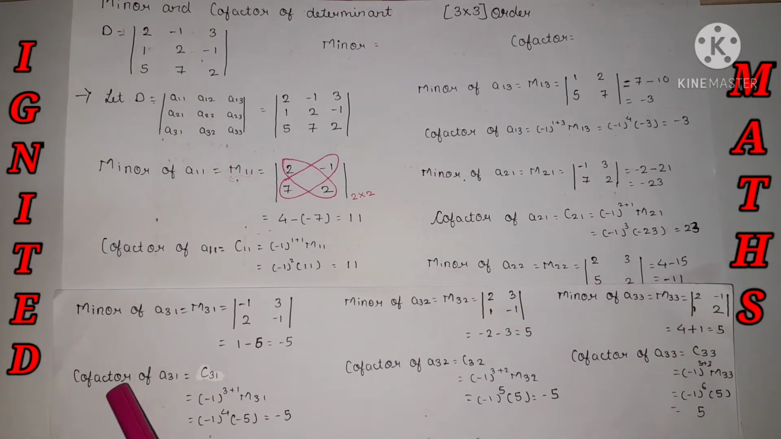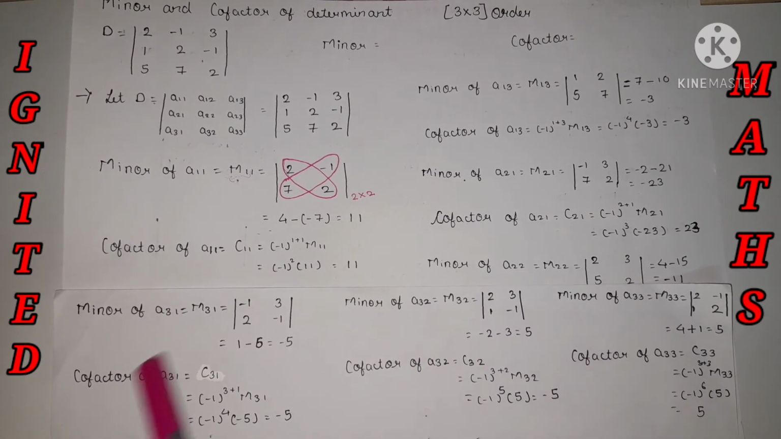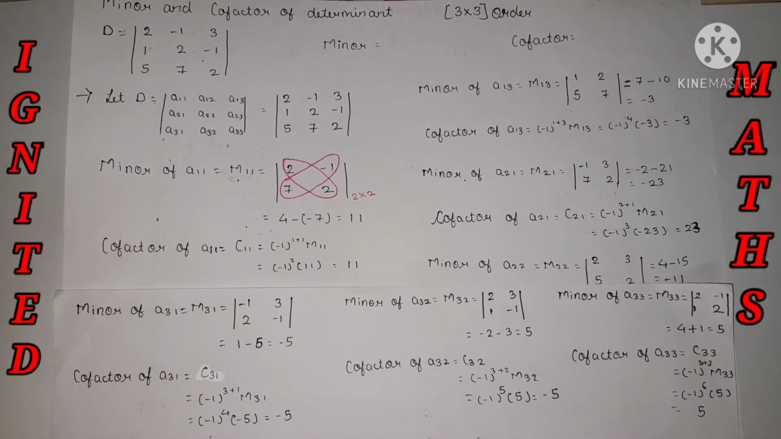What is the solution of the other 3 elements, that is minor of A31, A32, A33, and cofactor of A31, A32 and A33? The solution is absolutely the same for each and every element.